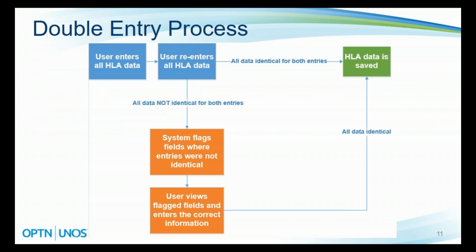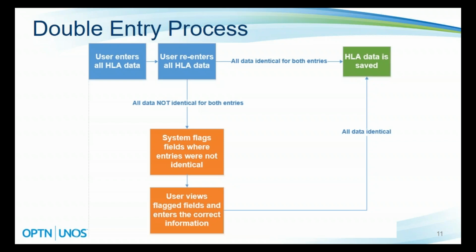The first user is going to enter all the HLA data, and then the screens are going to clear, and all of the data is going to be deleted. So they'll have to re-enter all the data a second time. And as they're entering the data, if there is a difference between the data fields between the first entry and the second entry, then that's going to be flagged. A flag will come up and say these fields were not identical, so the user will have to go back in and re-enter the data the second time. And if the fields all match from the first entry to the second entry, then the data is saved and it is validated.